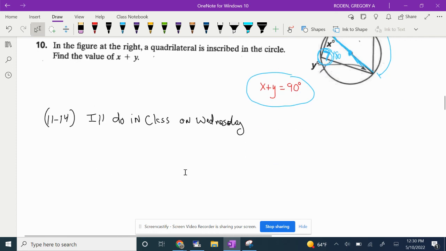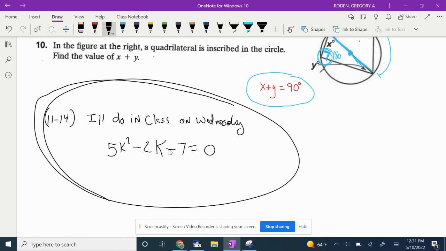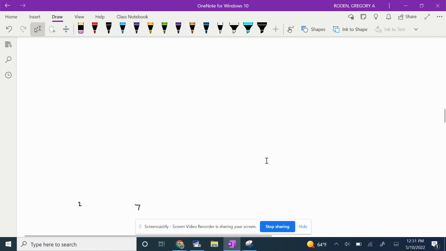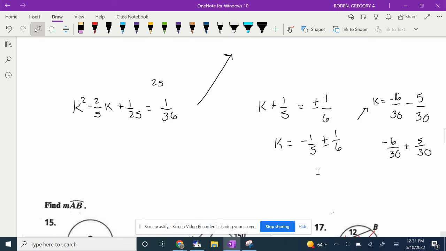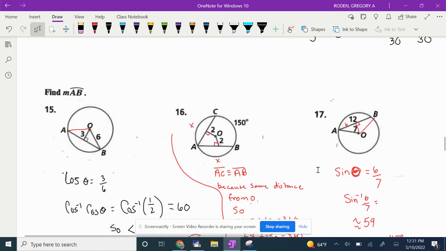Okay, problems 11 through 14, they dealt with the equation 5k squared minus 2k minus 7 equals 0. And then I had you solve it by factoring, solve it by completing the square, solve it by the quadratic formula, and then solve it by graphing on Desmos. I'm just going to do that one in class, guys, because it takes too long, and we have some time on Wednesday. So I'll do that one in class to make sure you get the answers right. I started doing it, and I started getting a bunch of work here, and I just gave up and said I'll do it in class just because it got a little long. So I didn't want to make this video all that long.